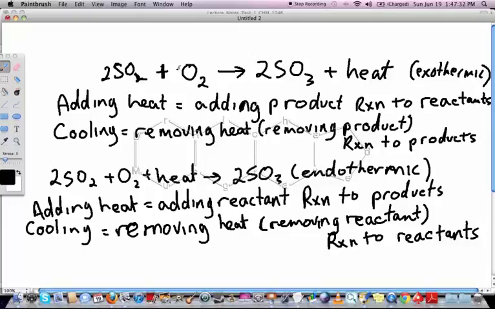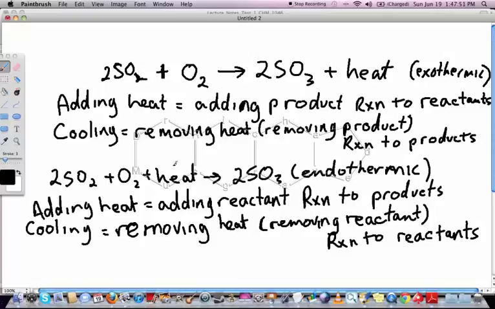And the way you can look at this is that the reaction will create more heat to counter the heat that we removed by cooling the reaction. So cooling would remove the heat, removing the products, pushing the reaction towards the product side.